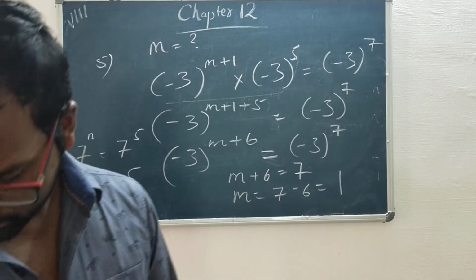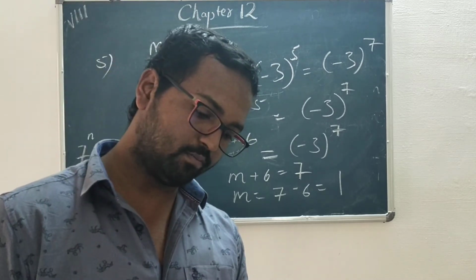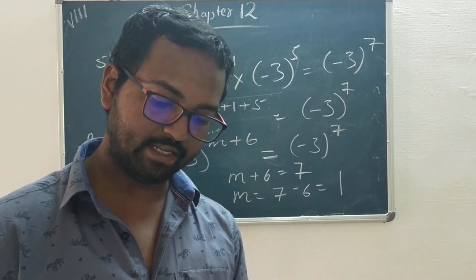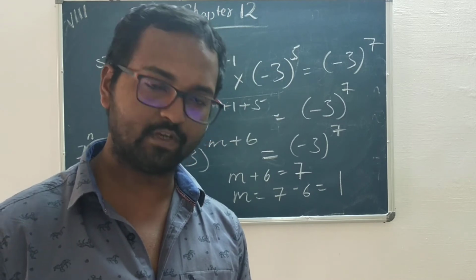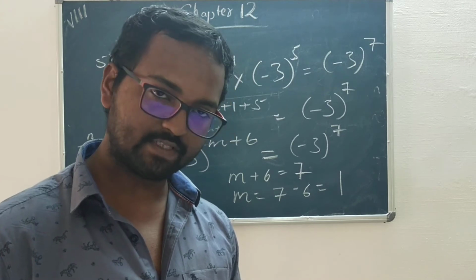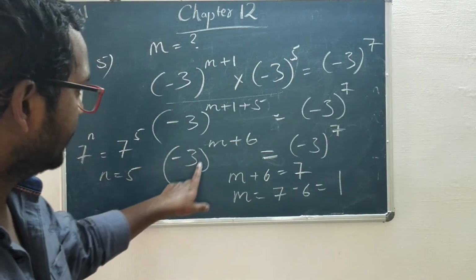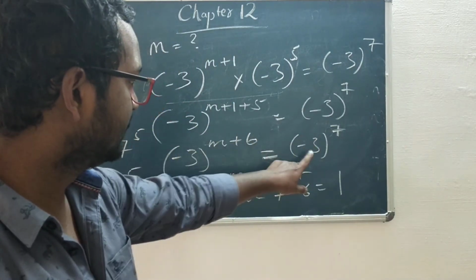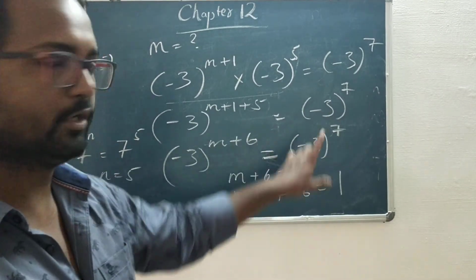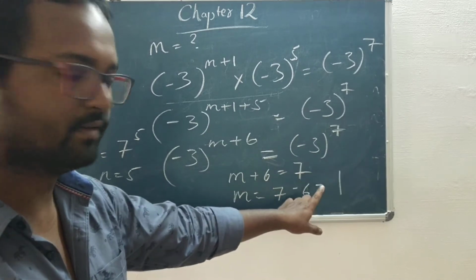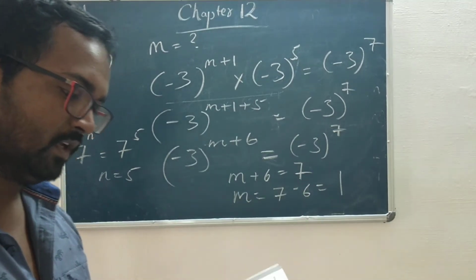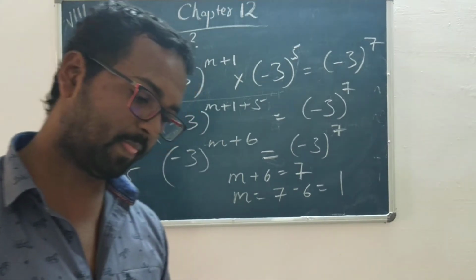In the book also it is mentioned very clearly, on both the sides powers have same base different from 1 and minus 1, so the exponents must be equal. Yes. So both have the same power, same base, and the powers, whether it's different or same, doesn't matter, they will be equal. So m plus 6 is equal to 7, and from this we will get m is equal to 7 minus 6, 1. Okay, I hope you have understood this also.